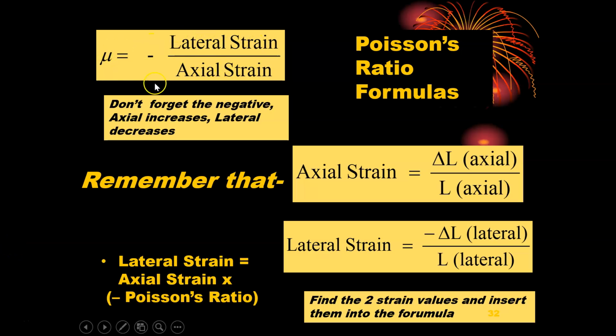Again, here's the formula. And don't forget the negative, because as the axial increases, as it gets pulled away from the center line, the lateral dimension coming down decreases, so you have a negative number. And remember that the axial strain equals the change in length divided by the length. The lateral strain is the negative change in length, how much smaller it gets, divided by the lateral length. So you find the two strain values and insert them into the formula. The lateral strain equals the axial strain times negative Poisson's ratio.